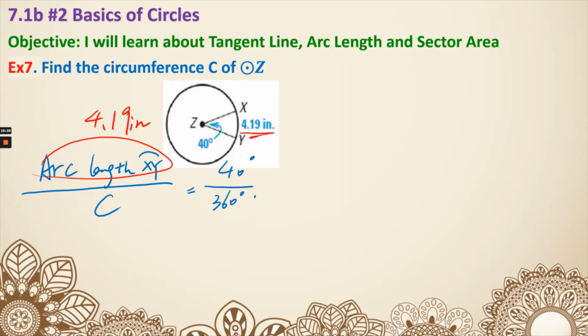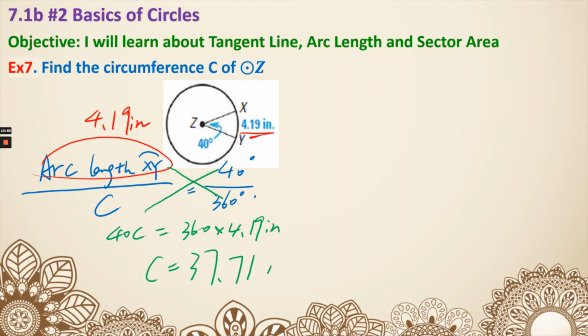In this case, we can do cross multiplication to solve it. Cross multiplication, so 40C equals 360 times 4.19 inches. We're trying to solve for C, so we're going to divide, and that is going to be 37.71 inches. That's example 7.